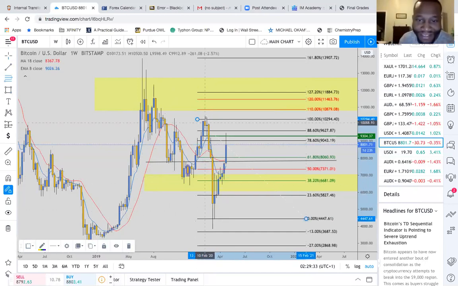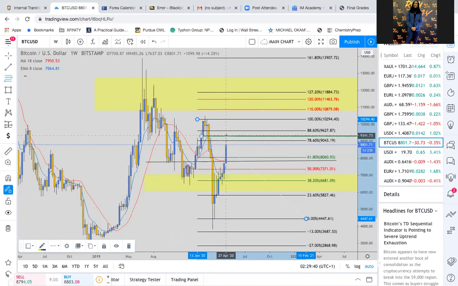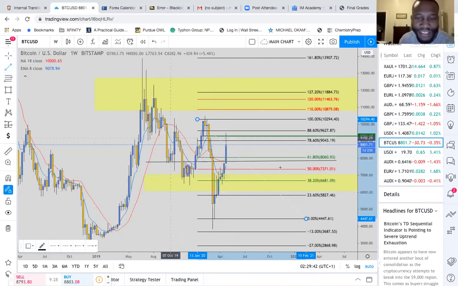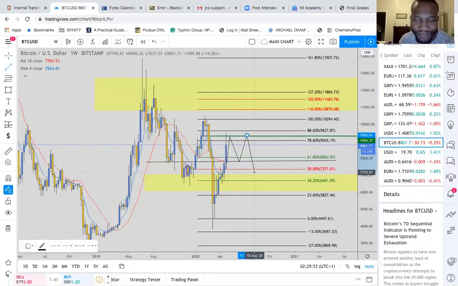So this is our first lower high, lower low. We came to the what? 78.6, yeah. So what are we expecting, to keep selling down? Something like this, right?